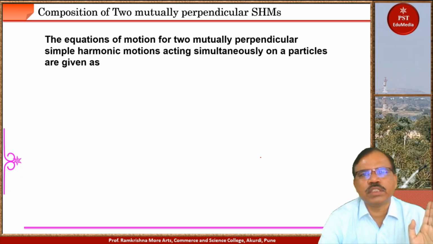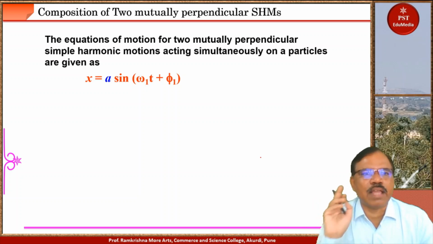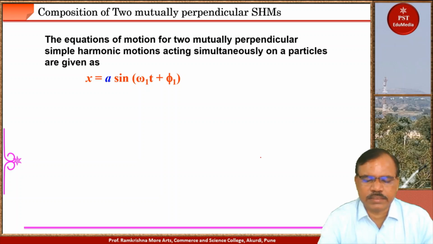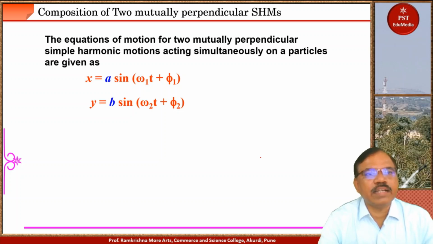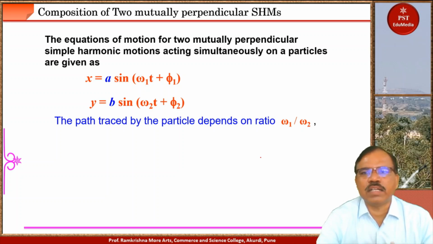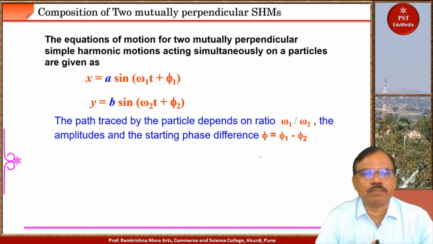The equations of motion for two mutually perpendicular simple harmonic motions acting simultaneously on a particle are given as x is equal to, suppose, a sin(omega 1 t plus phi 1). So omega 1 is the angular frequency for simple harmonic motion along the x axis, and y is equal to b sin(omega 2 t plus phi 2). So the path traced by the particle depends on the ratio omega 1 upon omega 2, the amplitudes A and B, and the starting phase difference, that is phi 1 minus phi 2.